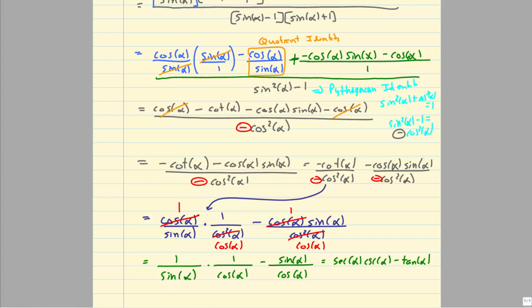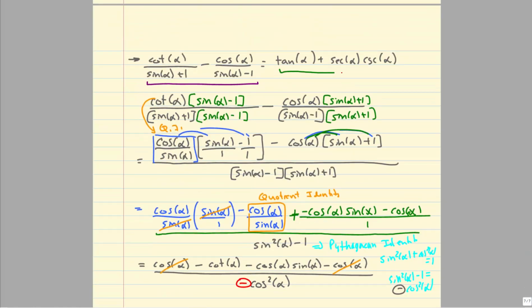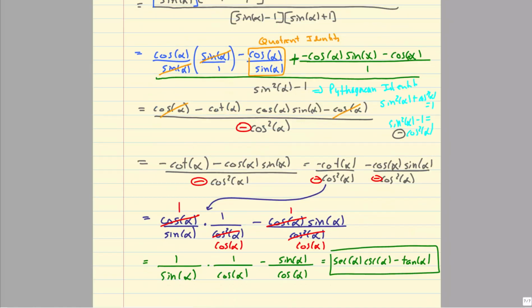Now if I wanted to, I could have left this in sine cosine form, but usually the instructions are to not leave any fractions. And if we go back, this is what we wanted to get to anyway. This was the right-hand side of the equation. So this is an identity and it has been established.